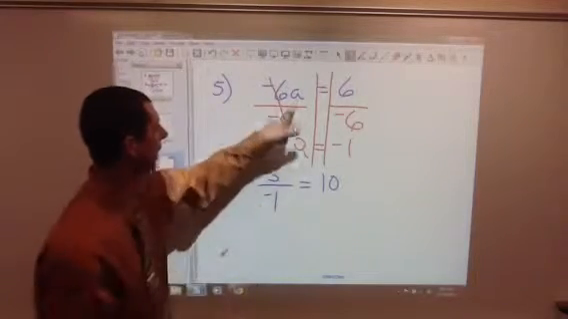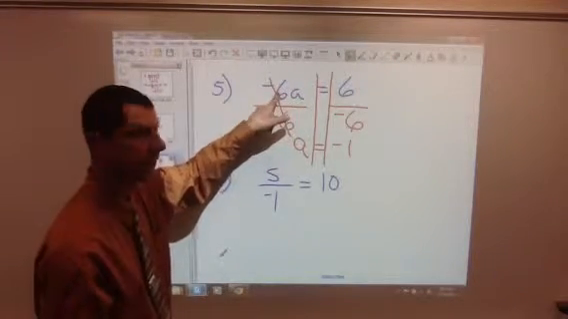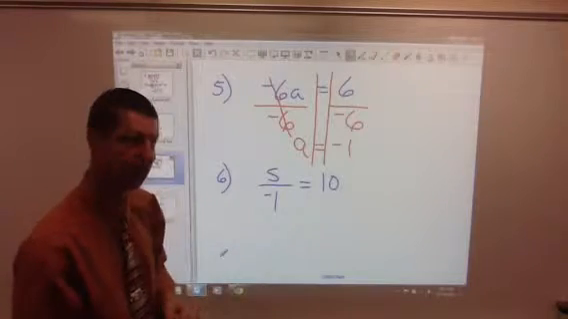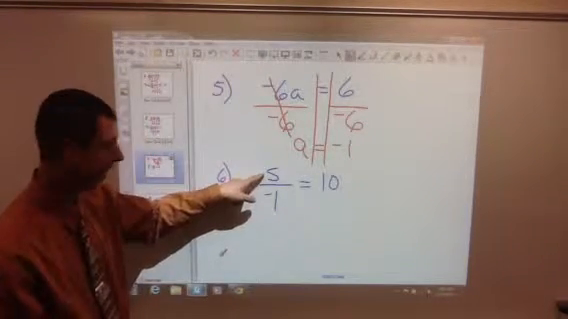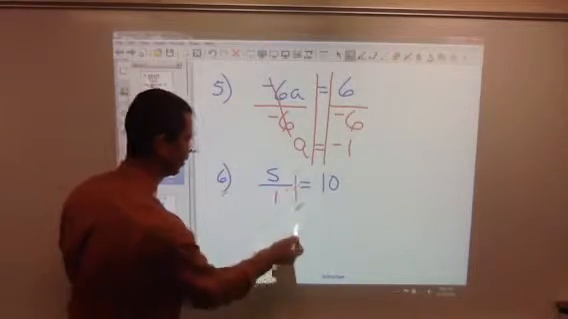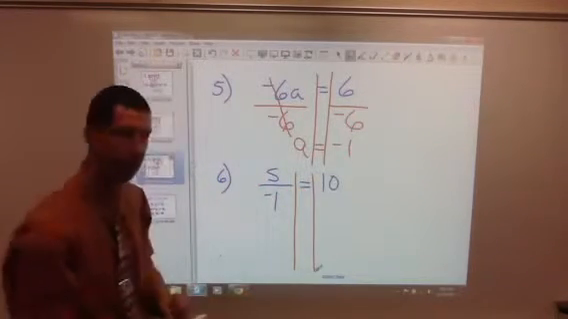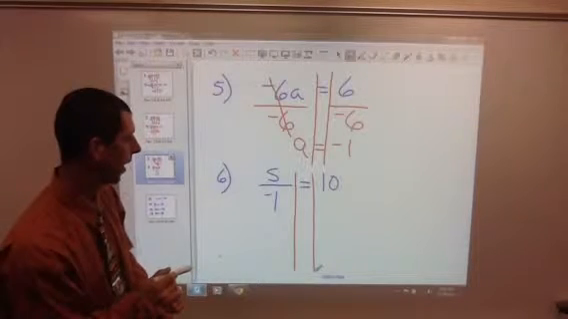Okay, now you can try it in here. -1 times -6 does equal +6. All right, here's one that's a little different. Look, this is an S, not a 5. Okay, that's one of the problems of using S as a variable. Don't mix it up with the 5.